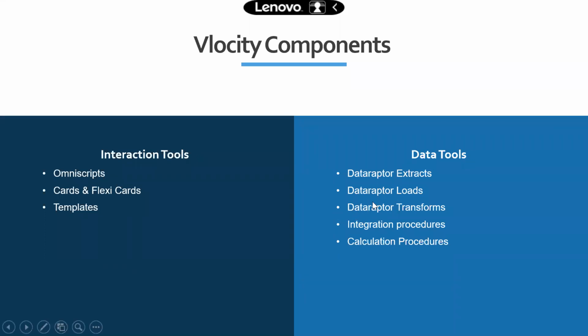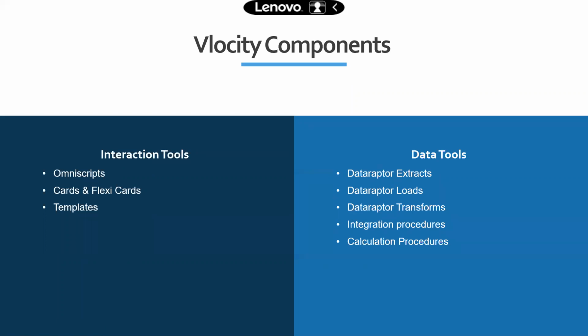And Data Raptor Transform, we can discuss more about this when we actually start working. Data Raptor Transform is basically used to manipulate the JSON structures. We can talk more about that when we start Velocity, when we start our sessions.